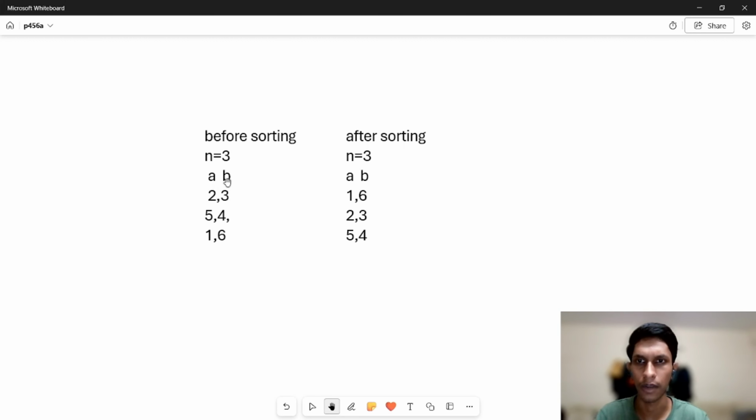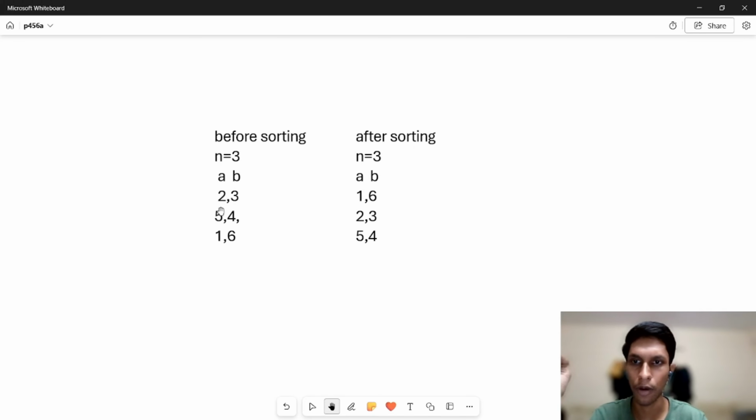A and B values are given as it is. This is the before sorting one. I'll just remind once more: A will be the price of the laptop and B will be the quality of the laptop. So for the first laptop, we're given 2 and 3. For the second laptop, we are given 5 and 4. For the third laptop, we are given 1 and 6.